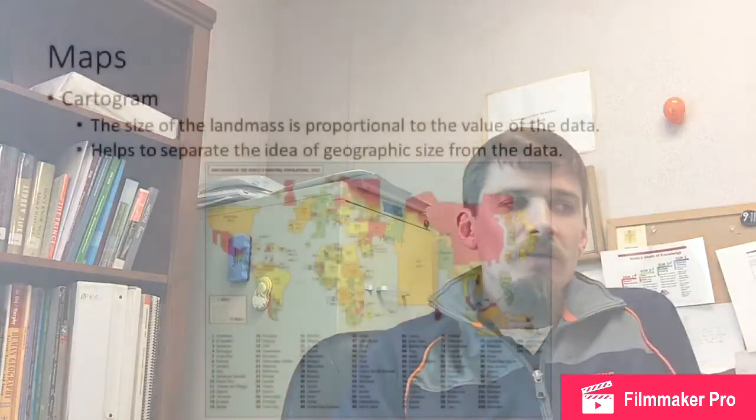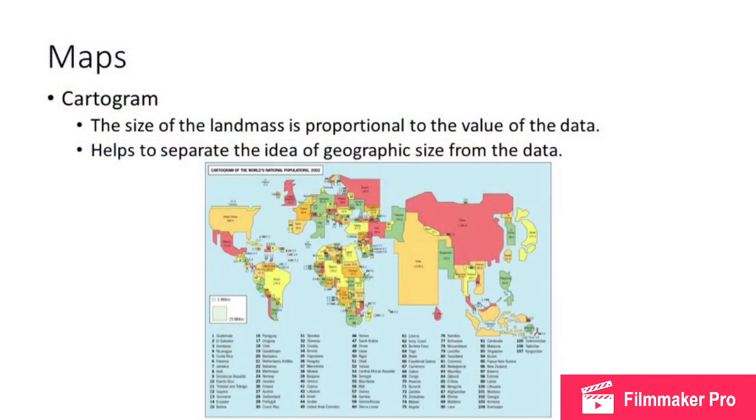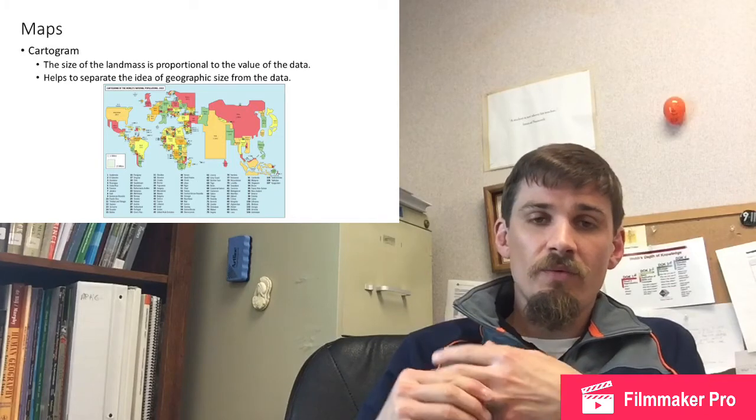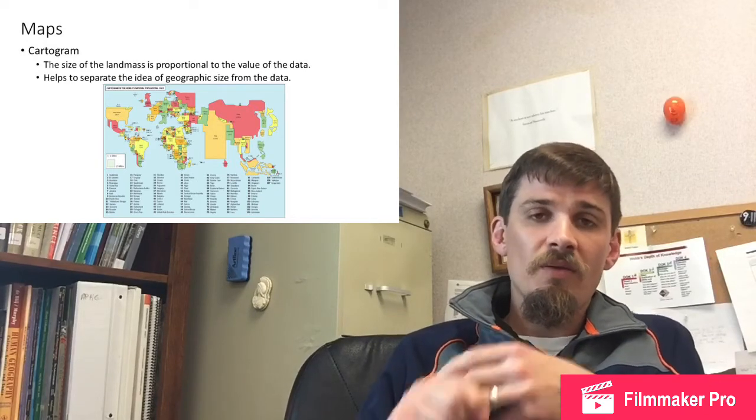The last type of map we're going to look at here is what's called the cartogram, and this tends to be the one that's most fun for people because everything looks kind of wonky. Everything's out of shape because what's happening here with the cartogram is the size of the land area is supposed to represent the value of whatever is being presented on the map.